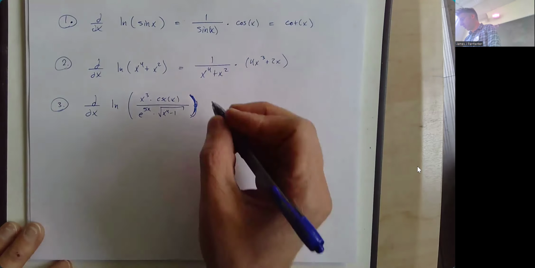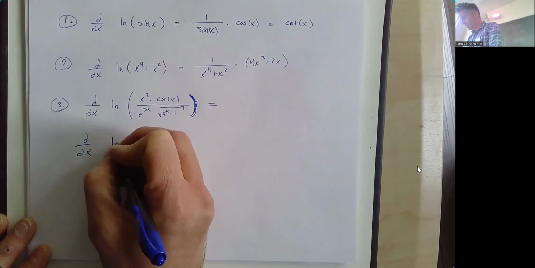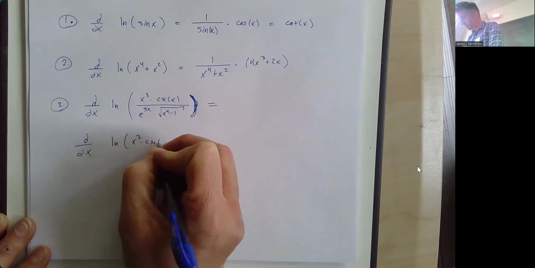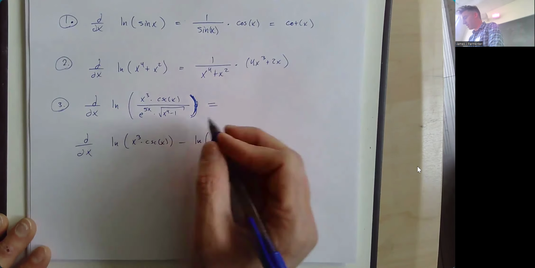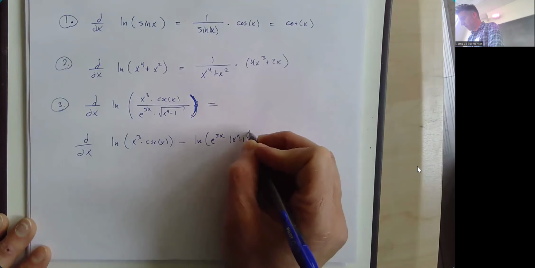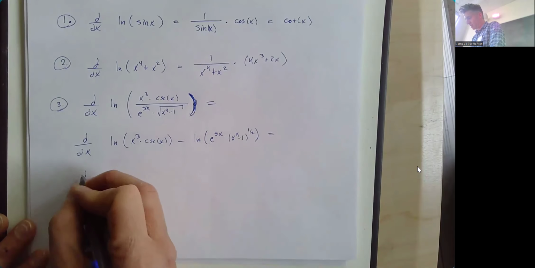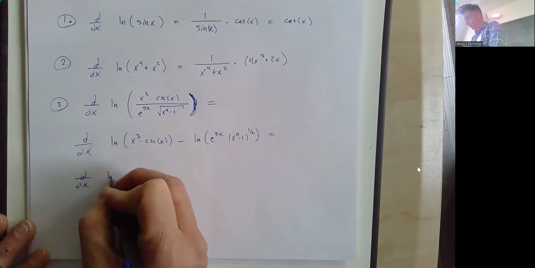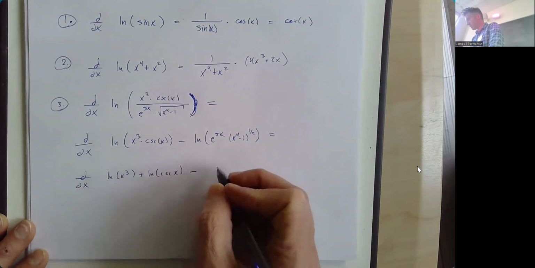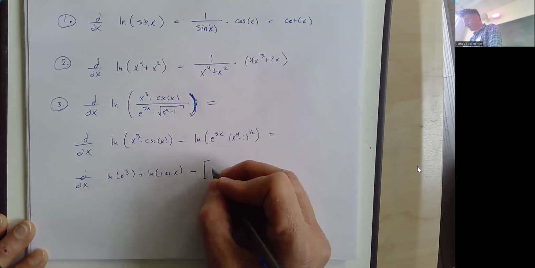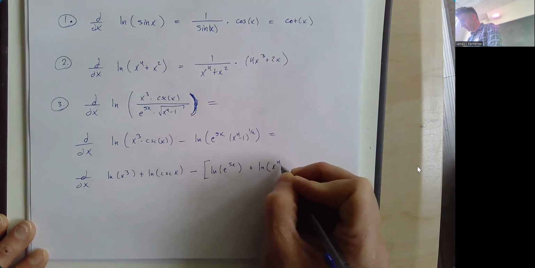So what I'm saying here is I want to break this up as the derivative of the natural log of the top minus the natural log of the bottom. And I'm going to rewrite the square root of x to the fourth minus 1 as x to the fourth minus 1 to the 1/2 power. And then I'm going to break it up some more, as the derivative of the natural log of x cubed plus the natural log of cosecant of x, minus, in brackets, the natural log of e to the 5x plus the natural log of x to the fourth minus 1 to the 1/2.